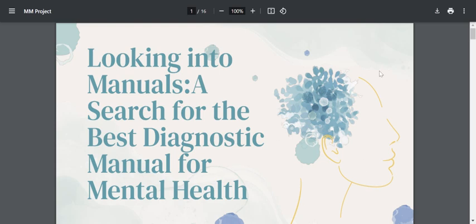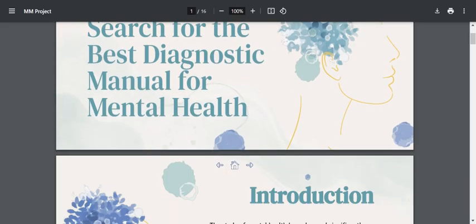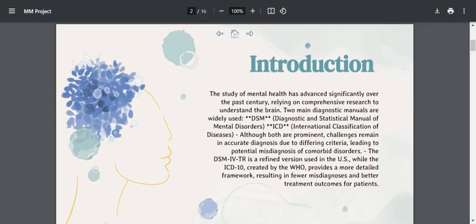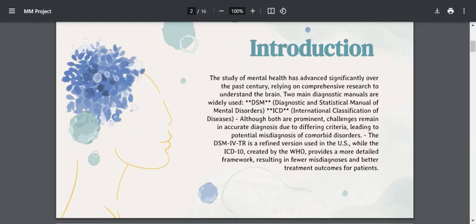All right, guys. So today we're going to be looking into the manuals, a search for the best diagnostic manual for mental health. The study of mental health has advanced significantly over the past century, relying on comprehensive research to understand the brain. Two main diagnostic systems widely used are the DSM, the Diagnostic and Statistical Manual of Mental Disorders, and the ICD, International Classification of Diseases.